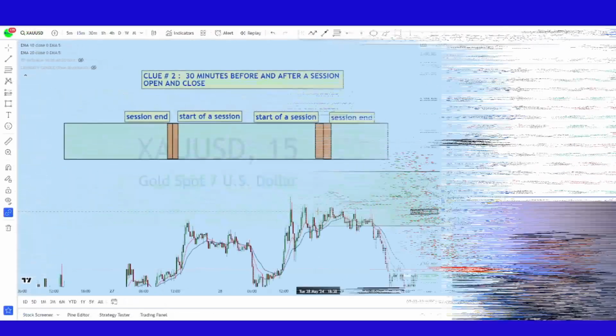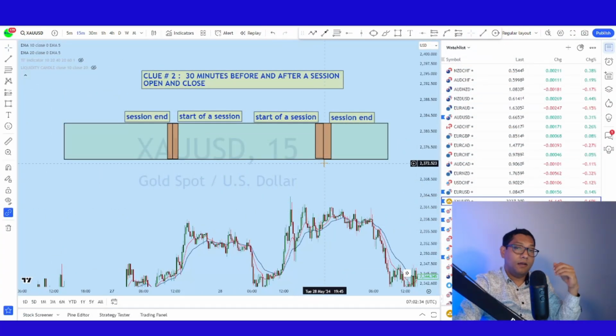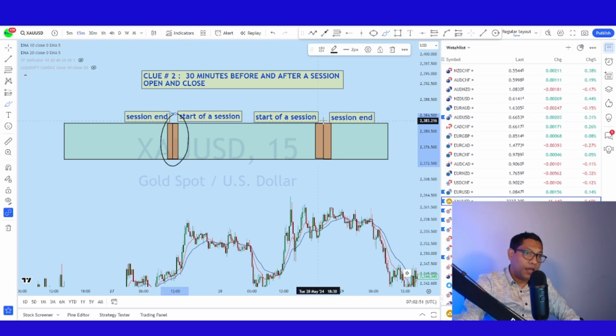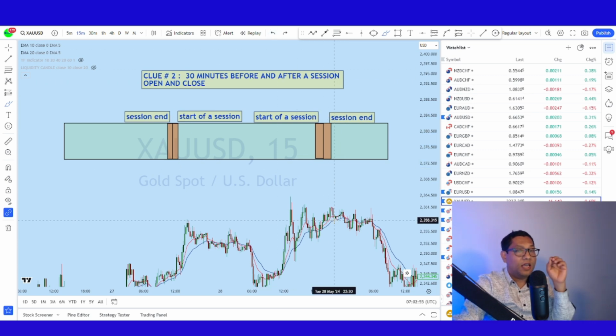Okay, the next clue that we can look at is before the start of a session and at the end of a session. Basically when a session is preparing to end and another new session is starting, during that time period the market remains very volatile, and during this session time is where we could see very high volume in the market.